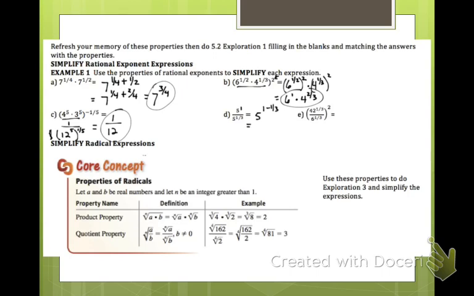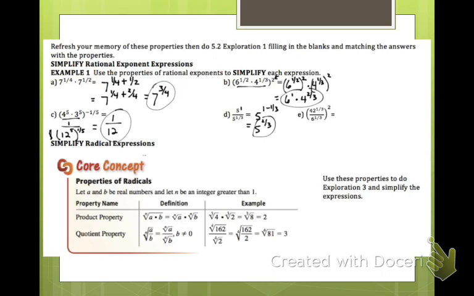And it's going to end up on the numerator. So 1 is the same as 3/3. So 3/3 minus 1/3 will leave us with 2/3. So we'll have 5 to the 2/3 power. All right, now look at that core concept. So now we have properties of radicals, and we're going to use these properties to work some problems.